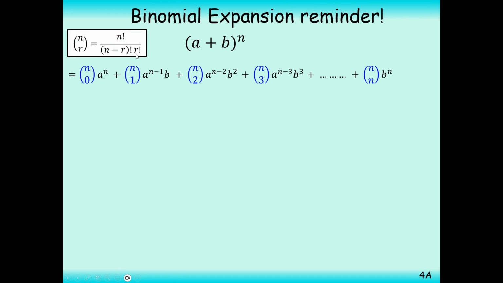We previously learned in year 12 that n choose r, its definition is n factorial over n minus r factorial multiplied by r factorial in the denominator. So n choose 0, what is it? We know 0 factorial is 1. If you don't know why, just write the pattern for yourself. What's 5 factorial? 4 factorial, 3 factorial, 2 factorial, 1 factorial, and finally 0 factorial.